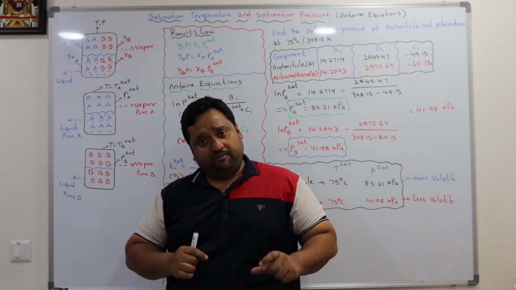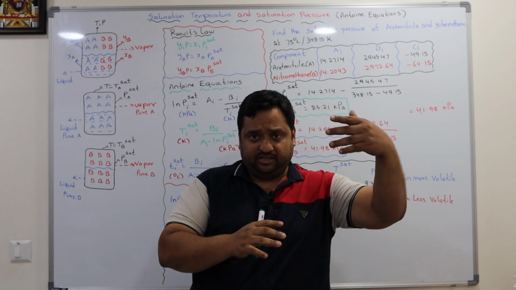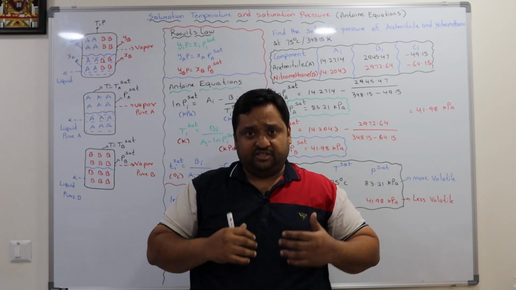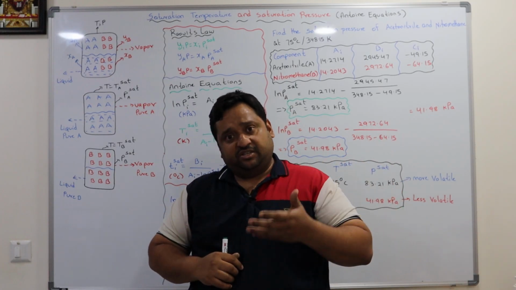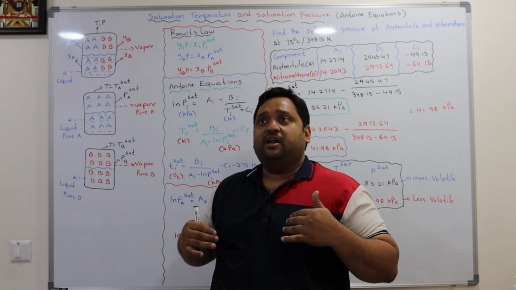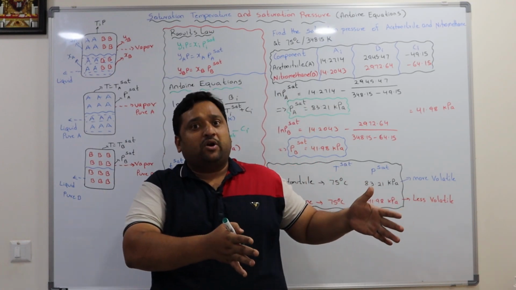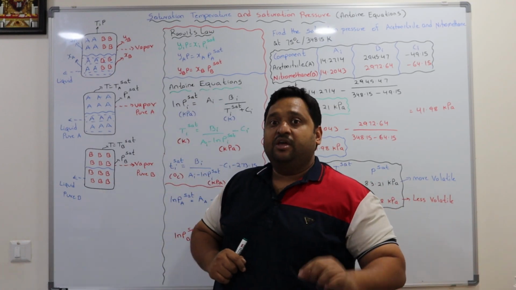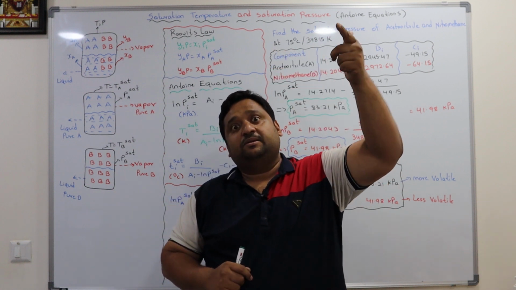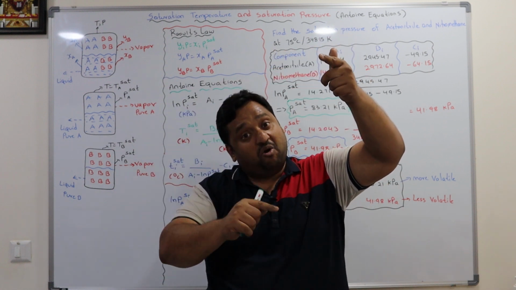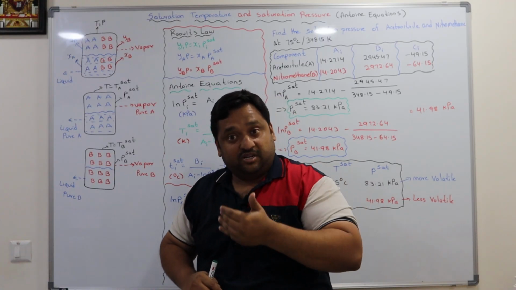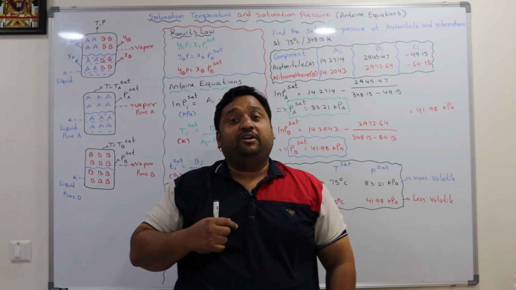There is always a relationship. If you change the temperature, the saturation pressure will change. If you change the pressure, the saturation temperature will change, because in thermodynamics the utmost importance is given to temperature. Finally, we will fix the temperature. At this temperature, what will be the saturation pressure of A? What is the saturation pressure of B? Then how are you going to estimate it?